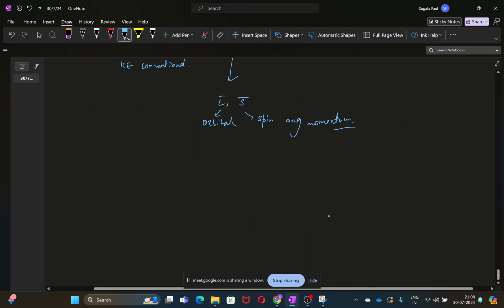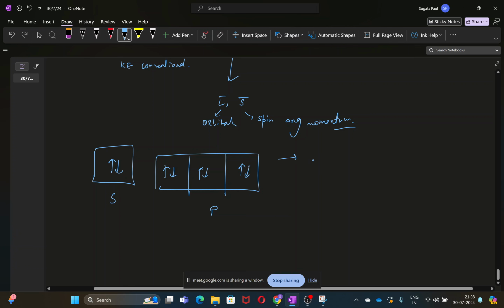But if there are no unpaired electrons present in the shells, that means even if you have an s shell, which is a single compartment, and a p shell, which is like three compartments, all of them have totally filled positions of electrons, paired up. So there is no unpaired electron, and then there is no individual moment present.